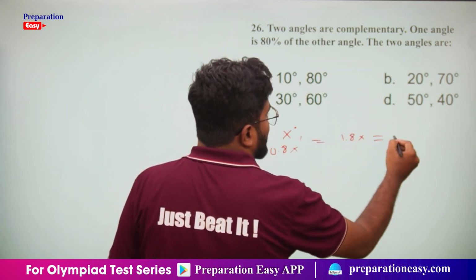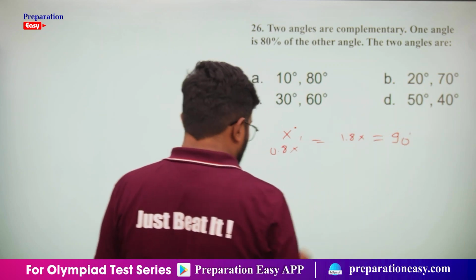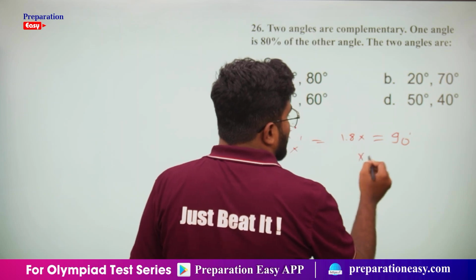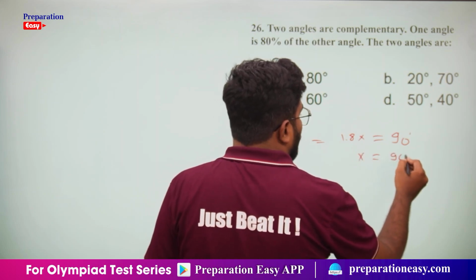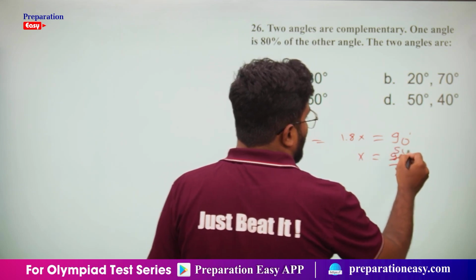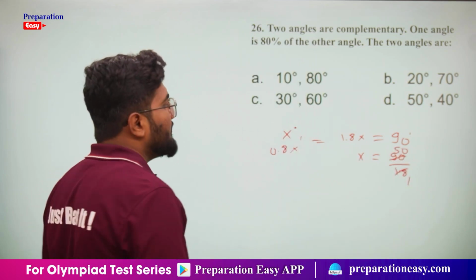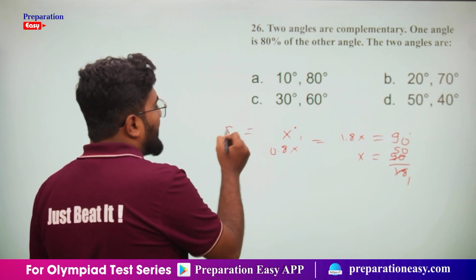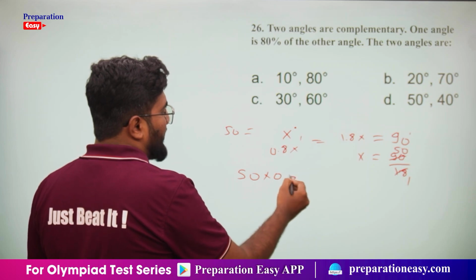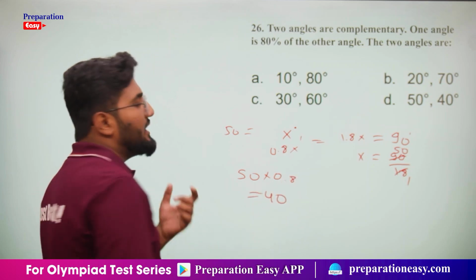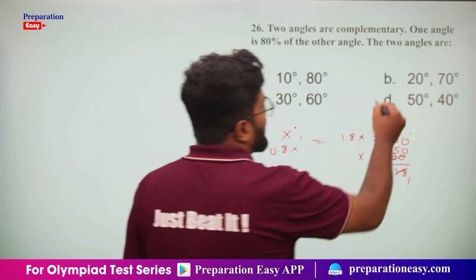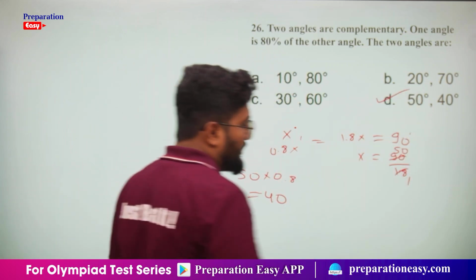So 1.8x will equal 90 degrees. So x would be equal to 90 divided by 1.8, which is 50. So one angle we got is 50, then the other angle would be 50 multiplied by 0.8, which would be equal to 40. So the two angles would be 50 degrees and 40 degrees. So 50 and 40 would be your answer, option D.